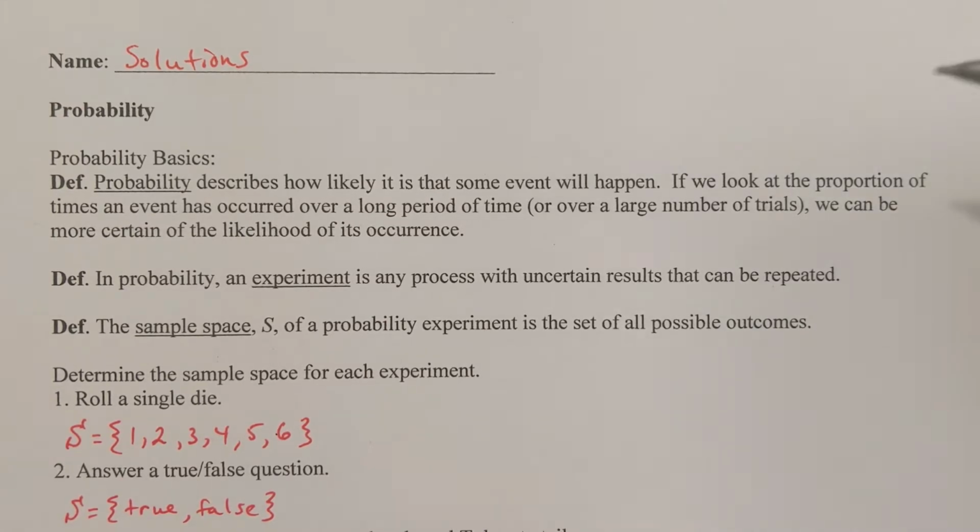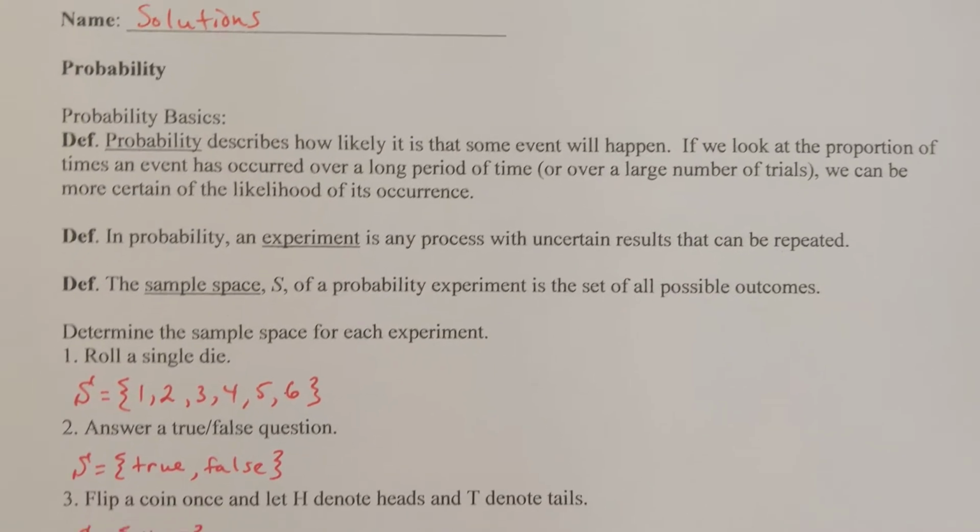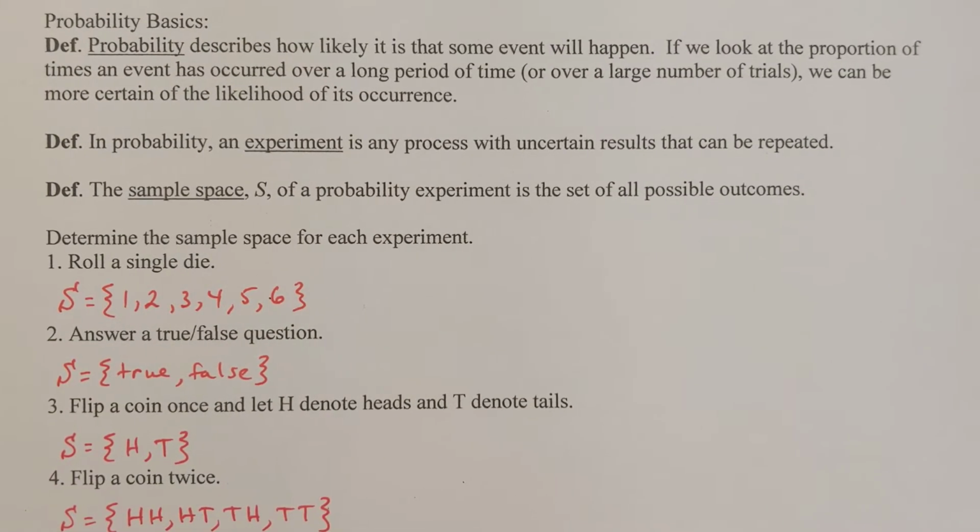So probability describes how likely it is some event will happen. If we look at the proportion of times an event has occurred over a long period of time or over a large number of trials, we can be more certain of the likelihood of its occurrence. In probability, an experiment is any process with uncertain results that can be repeated.